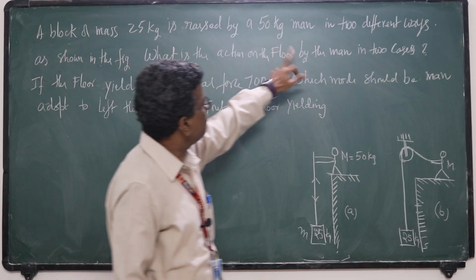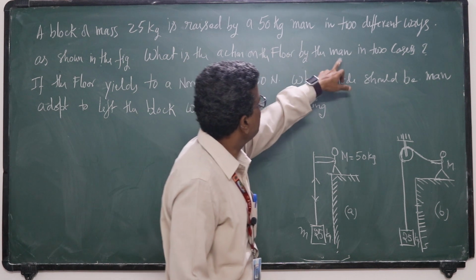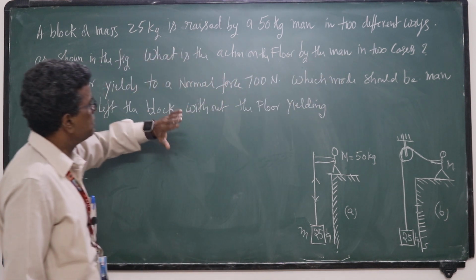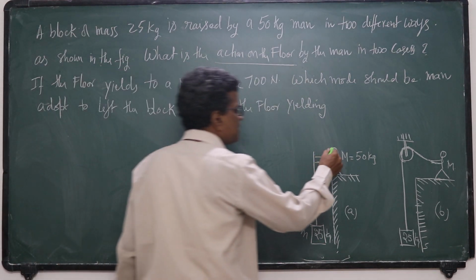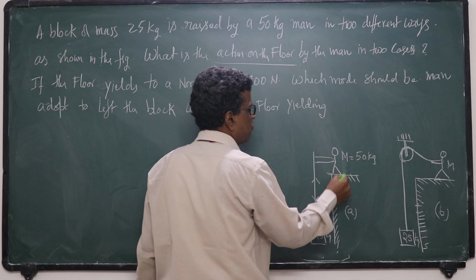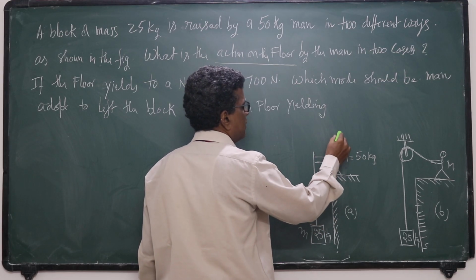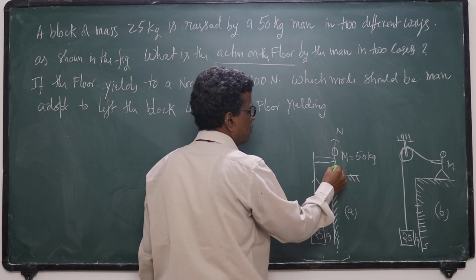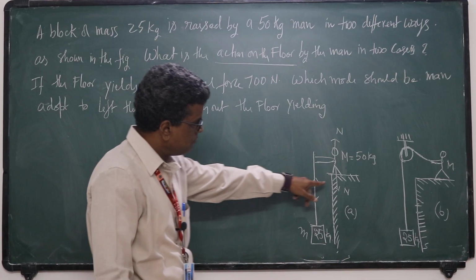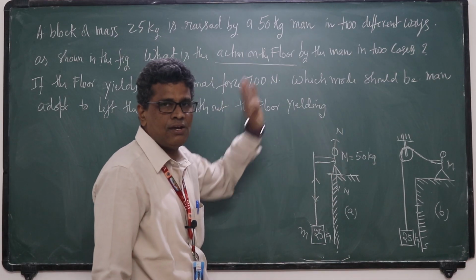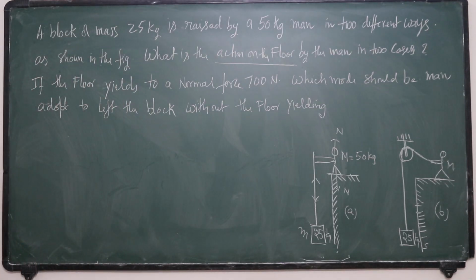What is the action of the floor by the man? Action in two cases. Action on the floor we want. So the man exerts a certain force on this floor. We want that action. The force exerted by the man on the floor, and the floor in turn exerted a force on the man. That is, let it be M. So we want that in the two cases.